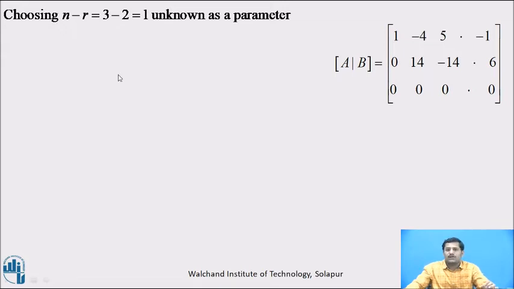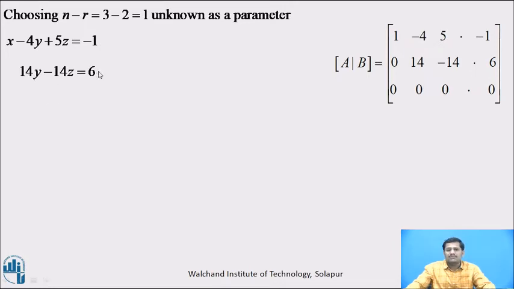To choose one of the unknowns out of 3 as a parameter, from this echelon system we have to write down the system of equations. This first row will give us an equation of the type x minus 4y plus 5z equal to minus 1. This second row will give us 14y minus 14z equal to 6. So mostly the parameters we are selecting from the last equation.